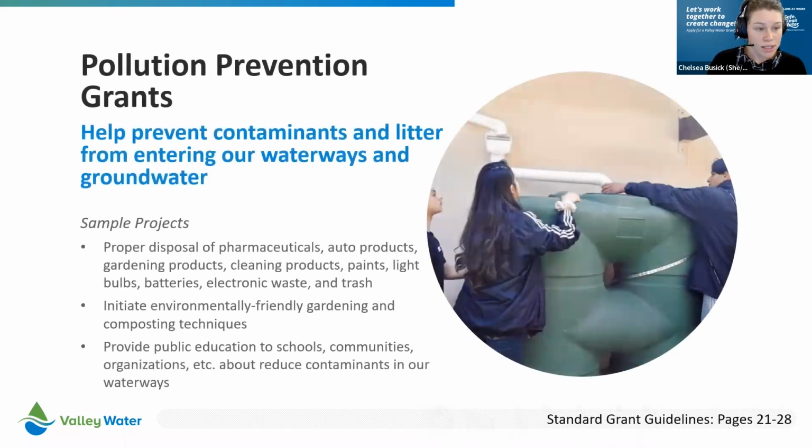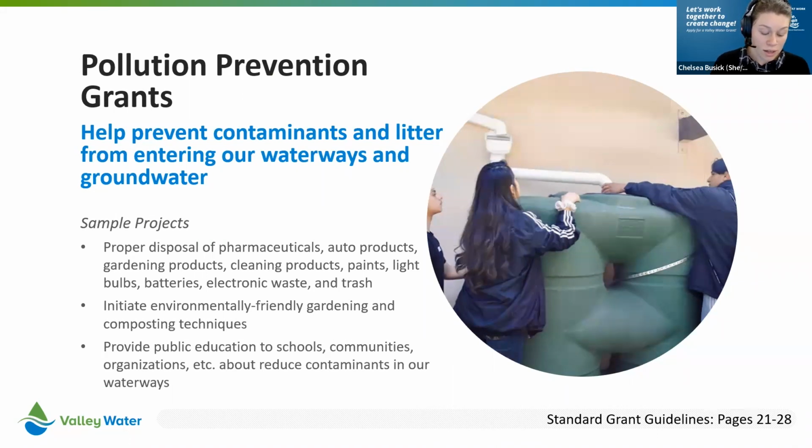The next project type is pollution prevention grants. These grants are for projects that reduce contaminants, including emerging contaminants in surface or groundwater. And some sample projects may include public education to prevent and teach the proper disposal of pharmaceuticals, auto products, gardening products, cleaning products, paints, light bulbs, batteries, electronic waste, and trash.